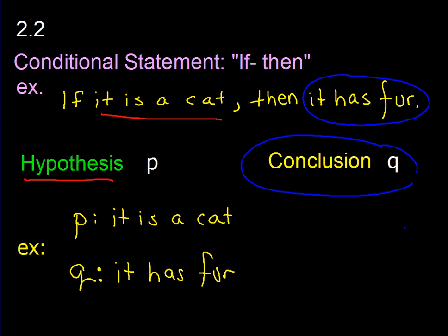The hypothesis is always after if, and we use the letter P to represent the hypothesis. So in this case, the hypothesis is it is a cat. You don't include the if. The conclusion usually comes after then. So in this case, it has fur. That's the conclusion, and we use Q to represent that. Sometimes a statement won't have a then, and that's okay. Find the if, and whatever's left over has to be the conclusion.